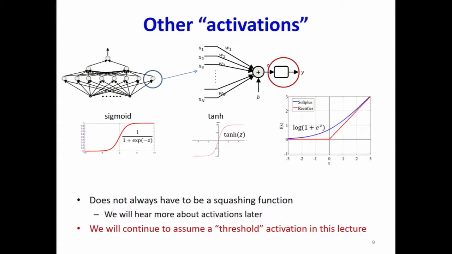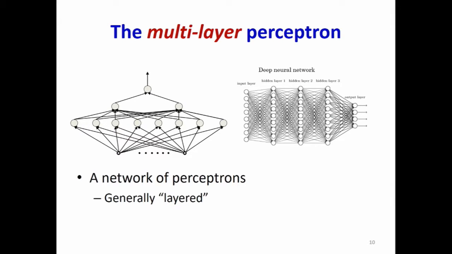All of these various combinations are possible. The only thing that changed between the original unit that we considered and this one is that instead of only considering a sign operator on the affine combination of inputs, we are willing to consider other functions. The multi-layer perceptron was just a network of such units.